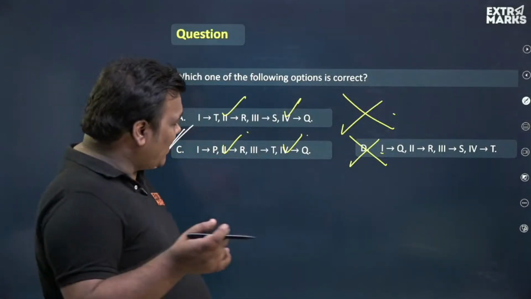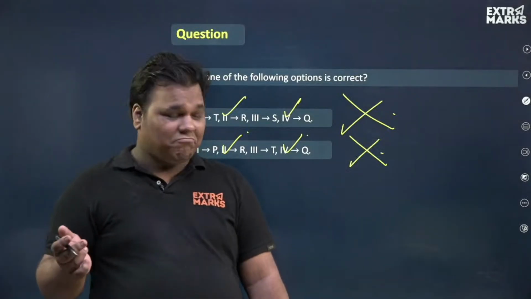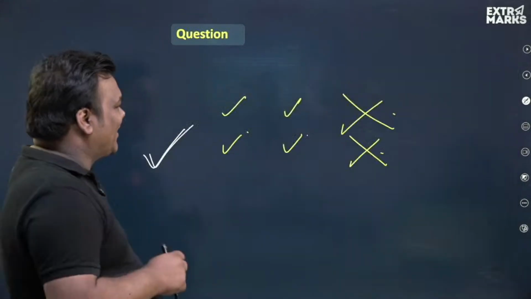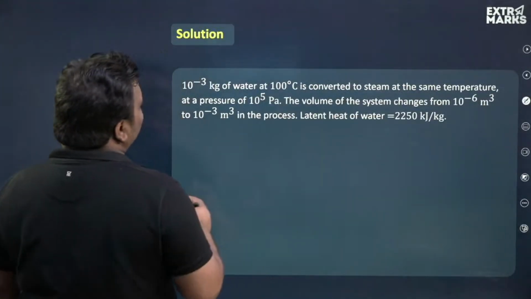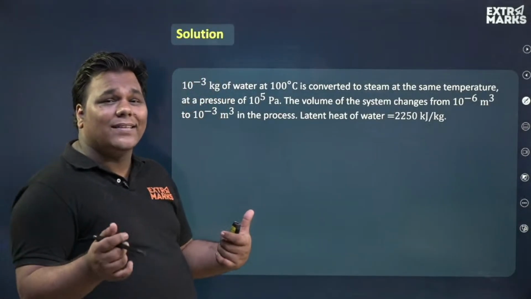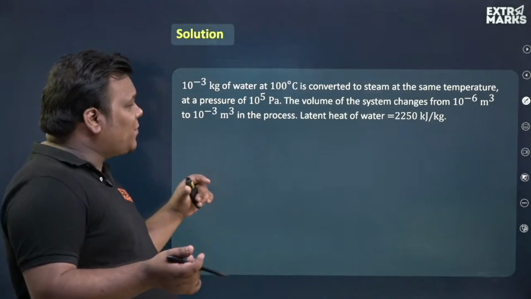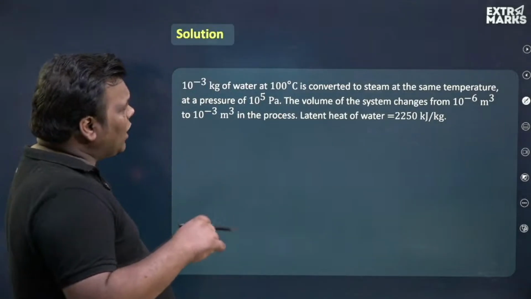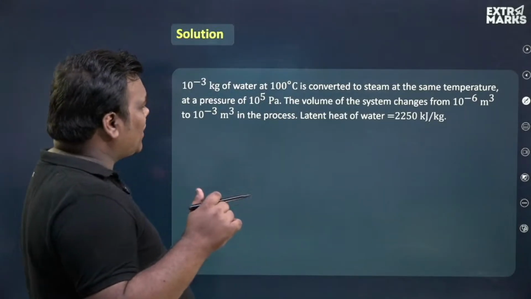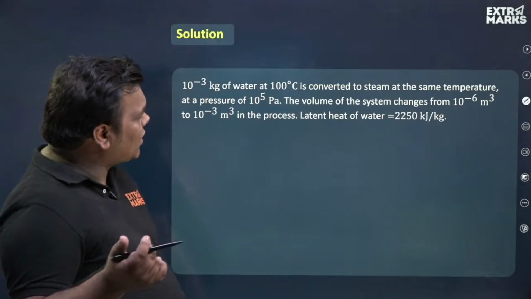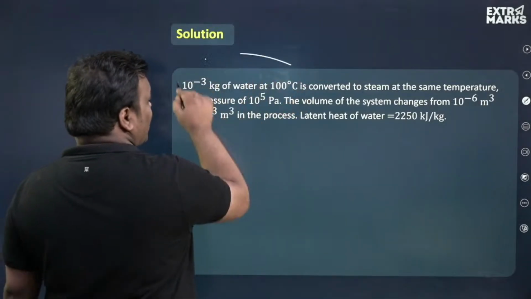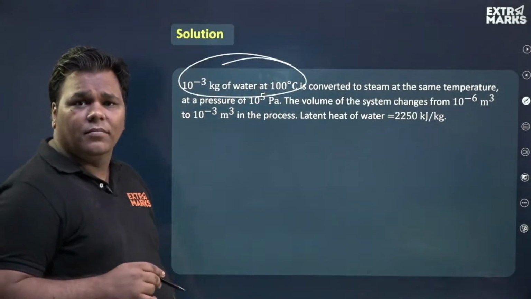Now you can say, sir, why you haven't solved question number 1? Because this question contains most calculation. I'll do it also. Basically, 10 to the power minus 3 kg of water at 100 degrees Celsius is converted to steam at the same temperature. The volume of the system changes from 10 to the power minus 6 to 10 to the power minus 3. What is the change in internal energy?